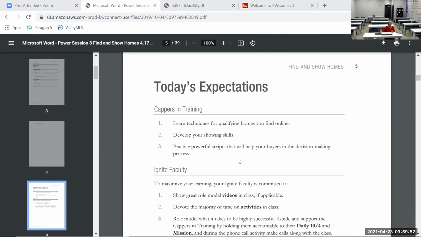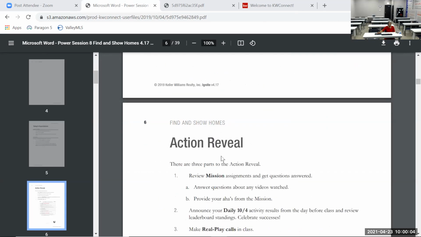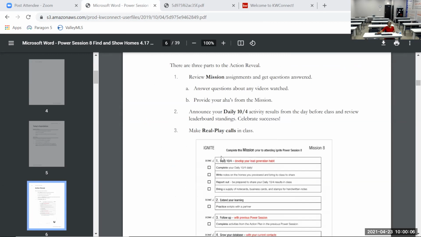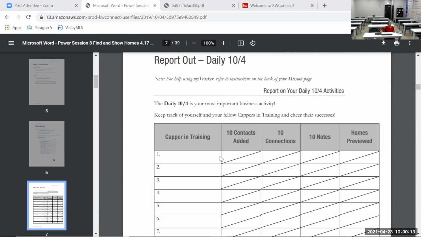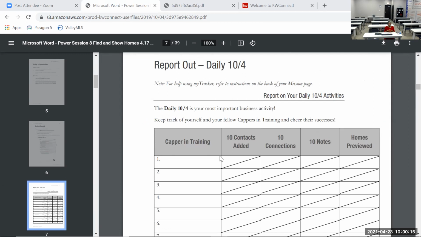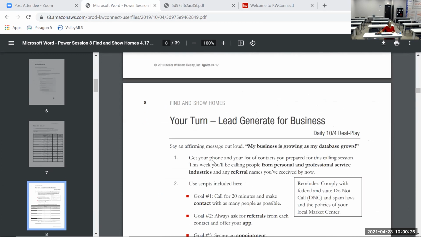In this lesson, we're going to learn techniques for qualifying homes that you find online, develop your showing skills, and practice powerful scripts that will help your buyers in the decision-making process. You do have to walk them through a process. It's a very emotional process for some people more than others, so you want to know how to walk them through the process and help them get past their emotions to make a rational decision. Okay, it's a process.